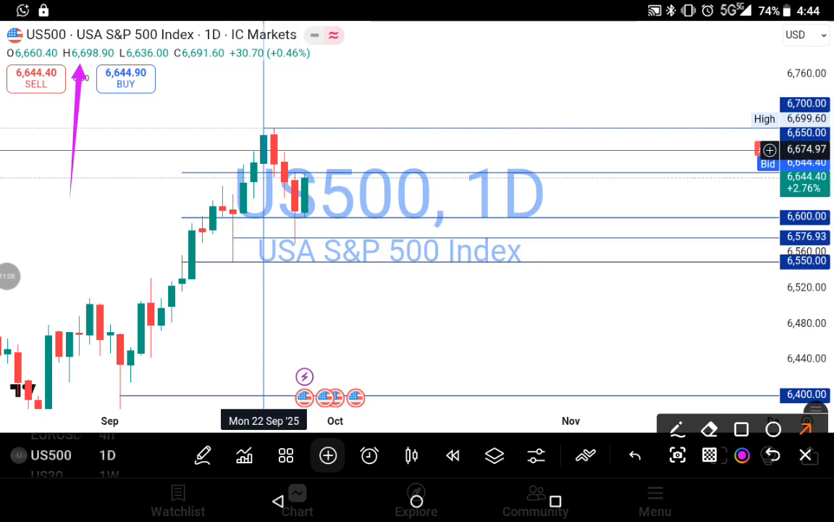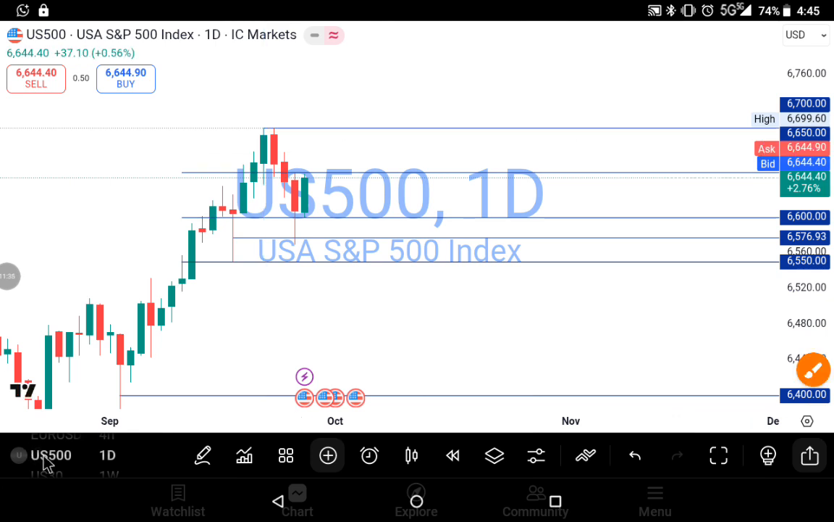So the coming week, I'm still interested in the level 6700 again, as long as the market price stays above 6576.93, serving as a support to that level. That is all.